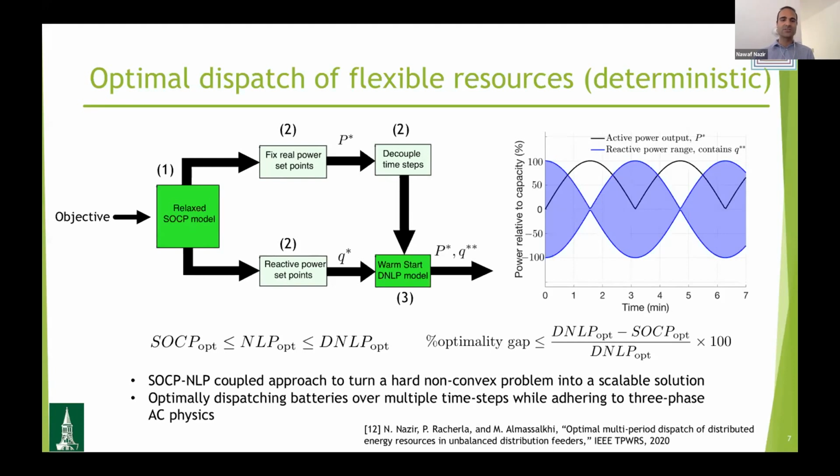So using this SOCP NLP coupled approach, we are able to turn a hard non-convex problem into a scalable solution. We can optimally dispatch batteries over multiple time steps while also adhering to three-phase AC physics. And for further details, you can check out our paper in Transactions, with more details on this.